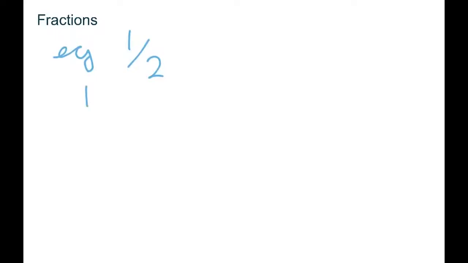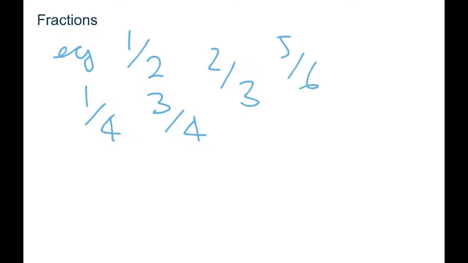So other fractions would be, say, a quarter, 3/4, 2/3, 5/6. All of these are not whole numbers. When we mean whole numbers, we mean actual numbers. So 1, 2, 3, 4, and so on. They're all whole numbers. They are not fractions. So that's what a fraction is, or how we represent a fraction.